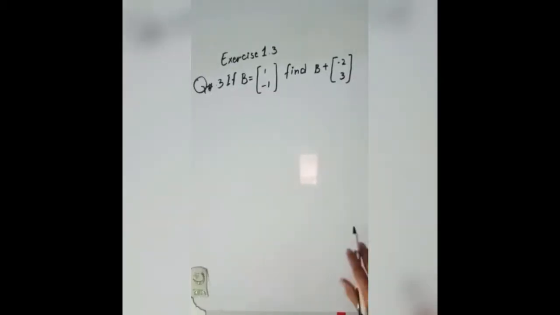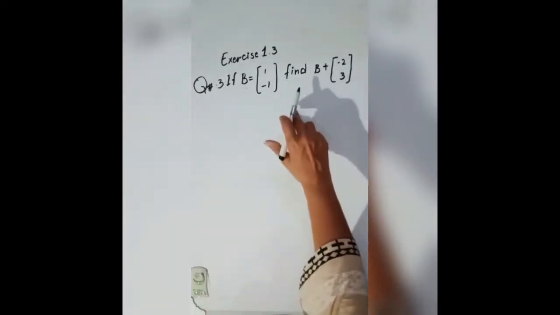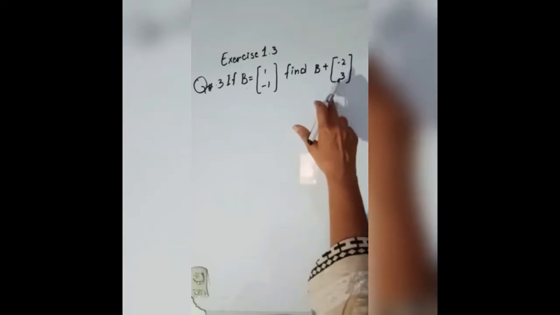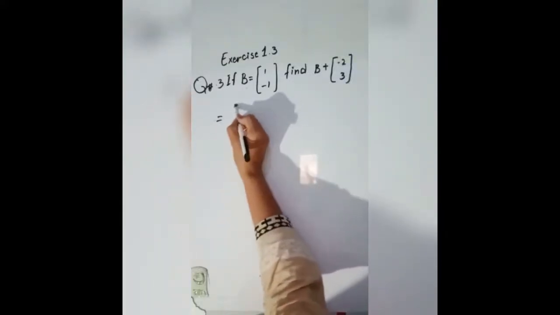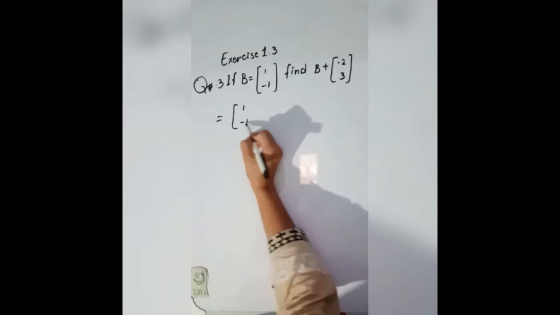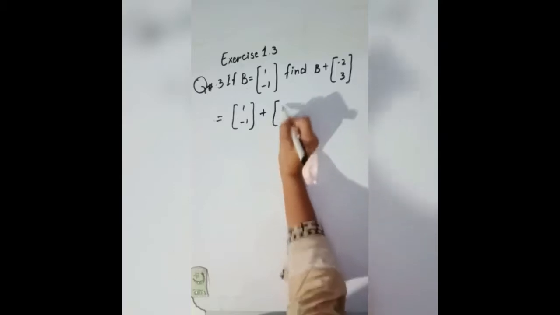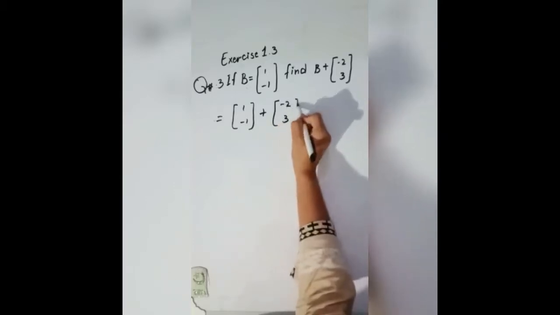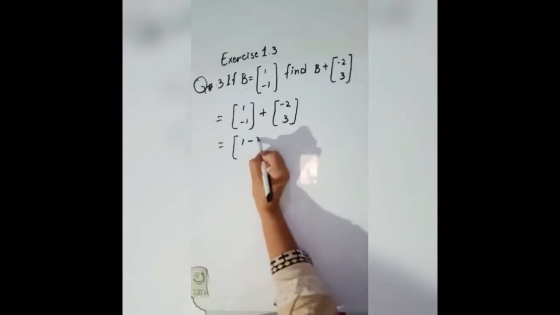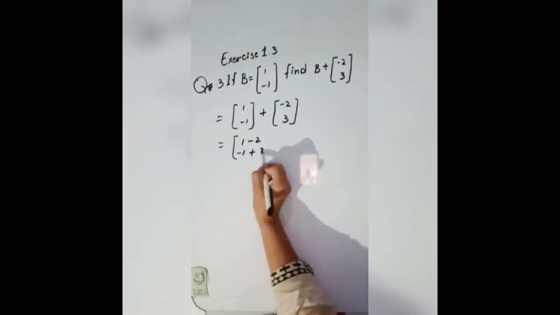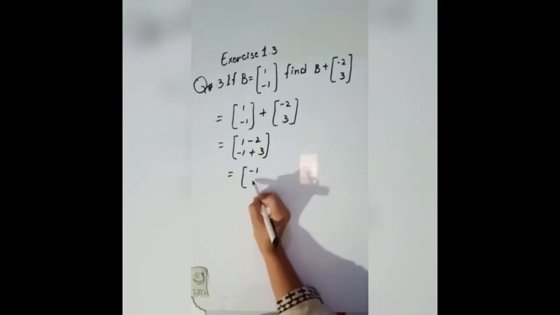The next question is, if B is equal to this matrix 1 -1 and we have to find B plus this matrix having entries -2 and 3. So we can write 1 -1 which is B plus -2 3. We have to add corresponding entries: 1 plus -2, -1 plus 3. We got the answer -1 2.